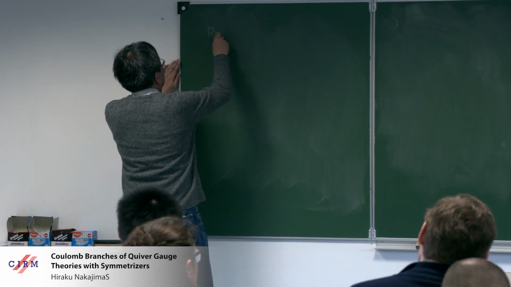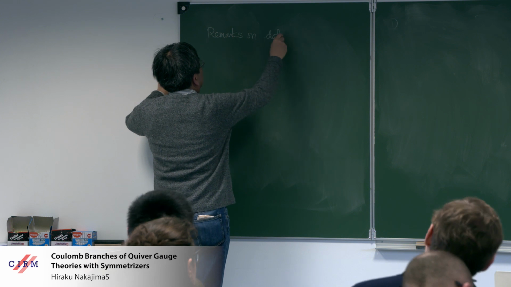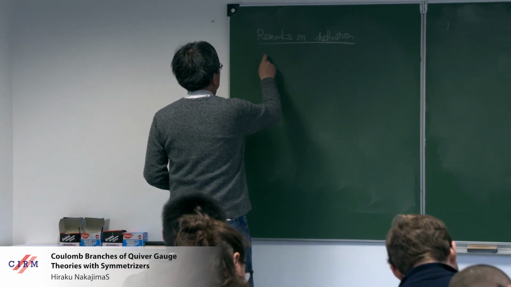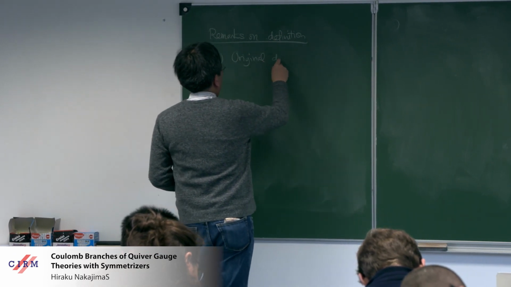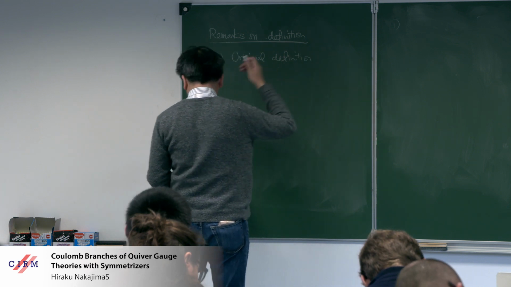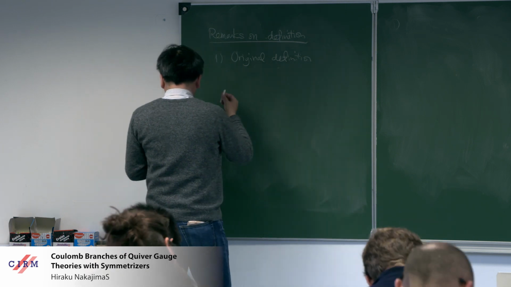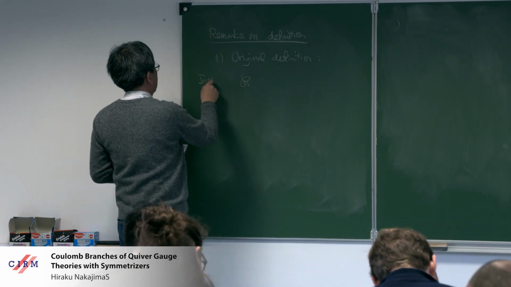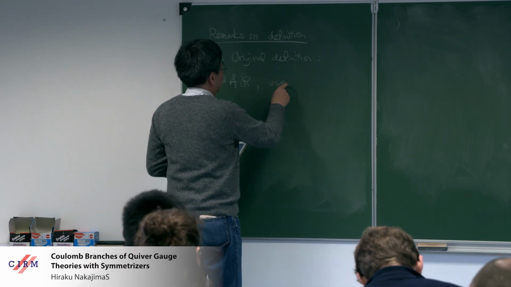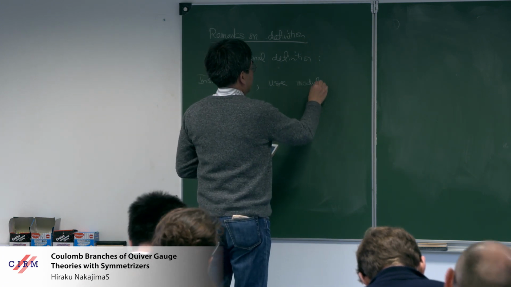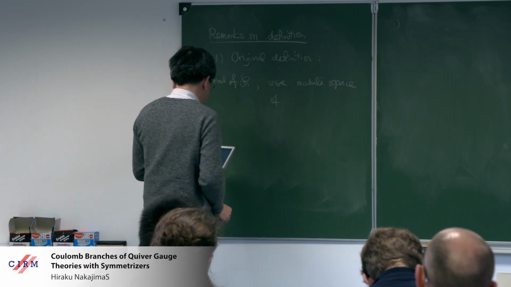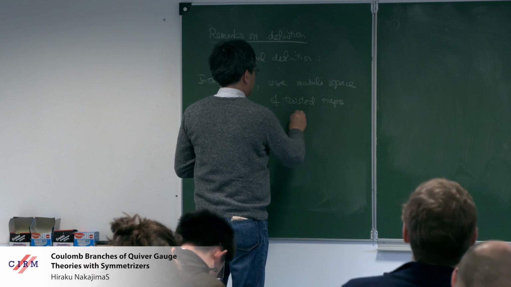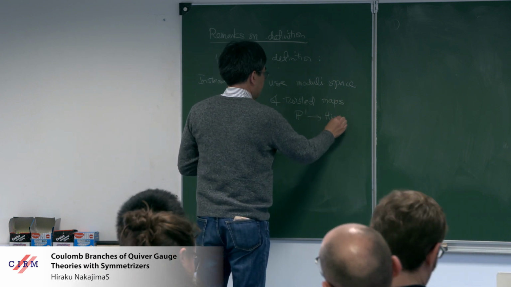Remarks on definitions. The original definition, which is earlier than the BFN definition of the Coulomb branch, comes from using, instead of R, the moduli space of twisted maps from P1 to the Higgs branch or Higgs stack.